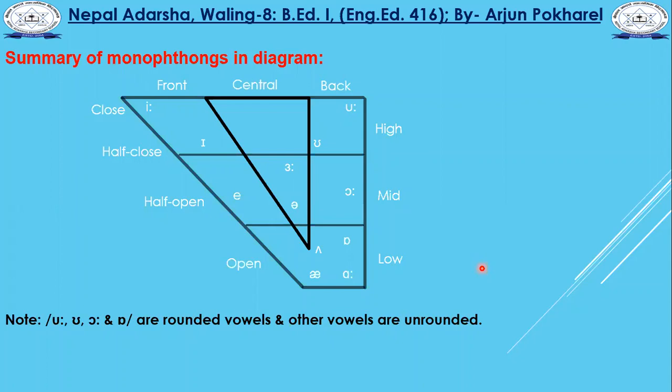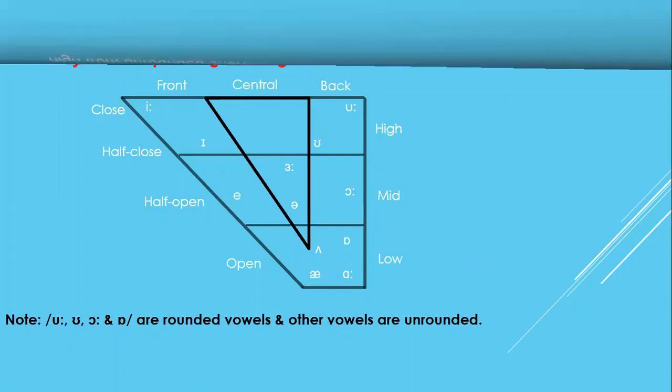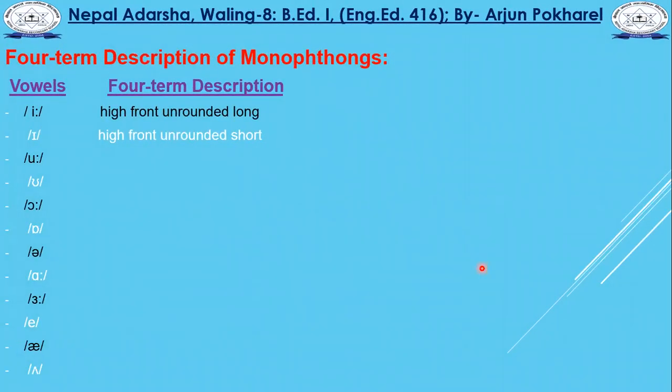Now, in the examination, the question may also ask us in this way: for term description of monophthongs. How the monophthongs are described. Monophthongs can be described by giving the 4 different parameters. These 4 different parameters should be expressed in this way. Now you can see, E.